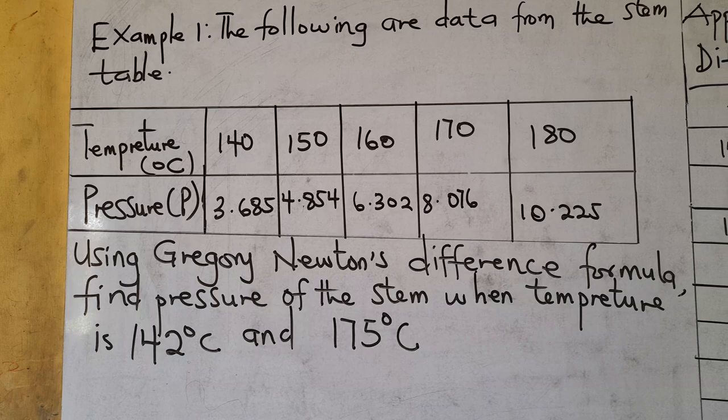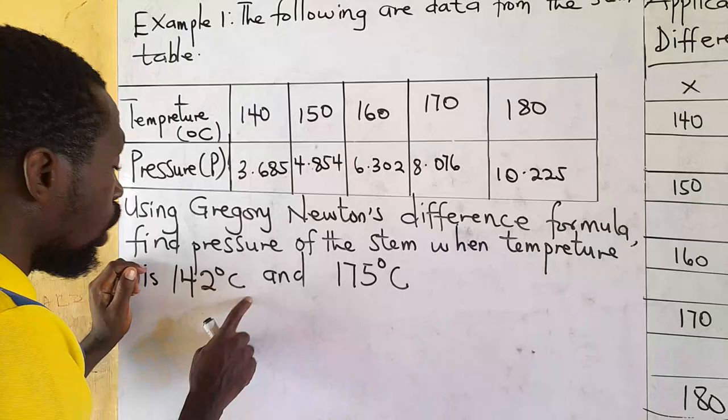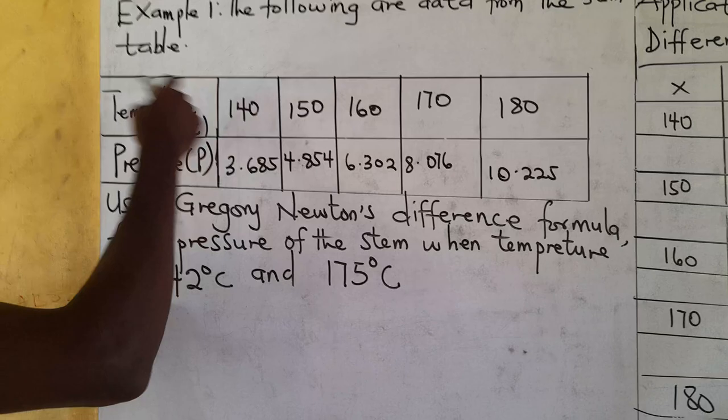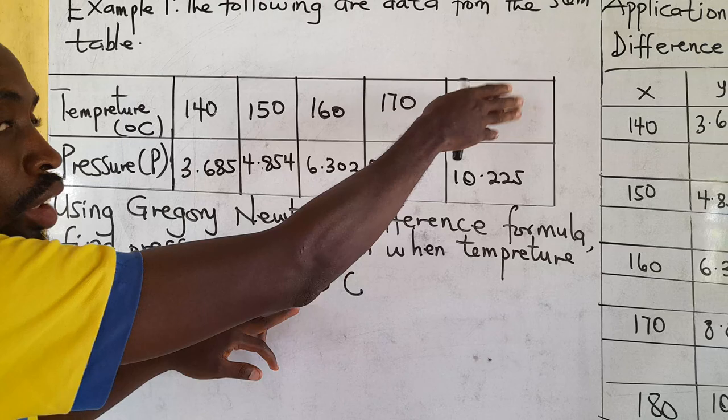So how do we do that? Remember, they say that when temperature is 142 degrees Celsius, we should find pressure. And when temperature is 175 degrees Celsius, we should find pressure. So look at 142 degrees Celsius. It will occur at the beginning of the table, so we'll use the forward difference formula. And 175 degrees Celsius occurs at the tail end of the table, so we'll use the backward difference formula to solve that.